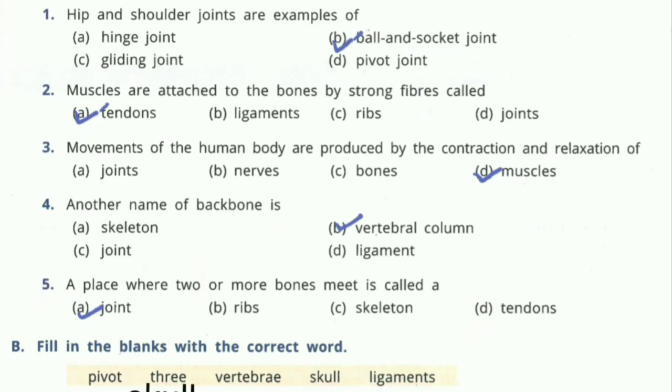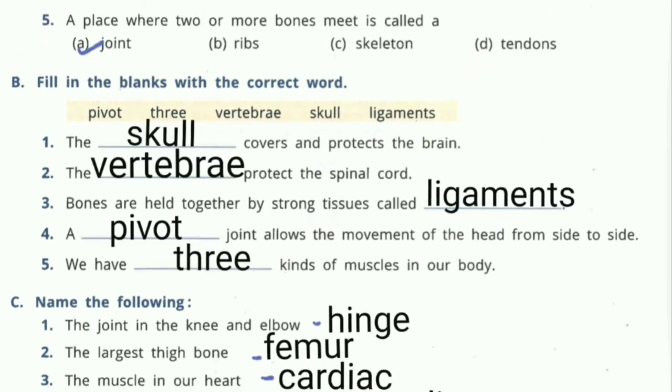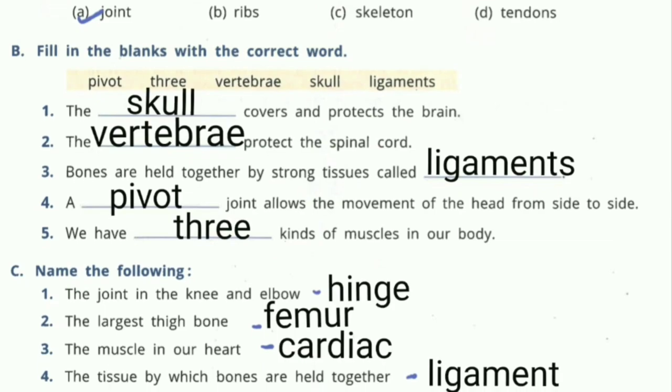Vertebral column. Number 5, a place where two or more bones meet is called A. Joint, B. Ribs, C. Skeleton, D. Tendons. Answer is A. Joints. Then B. Fill in the blanks. In the fill in the blanks, number 1, the skull covers the brain and protects the brain.